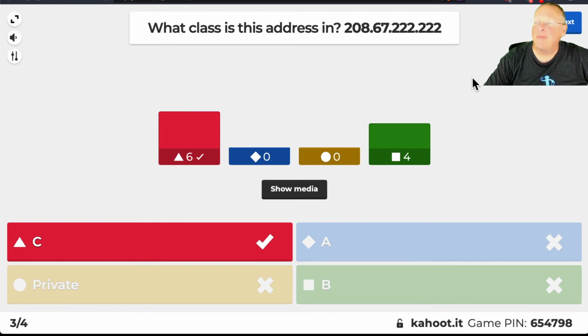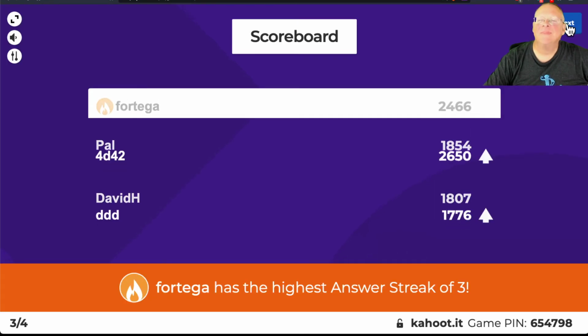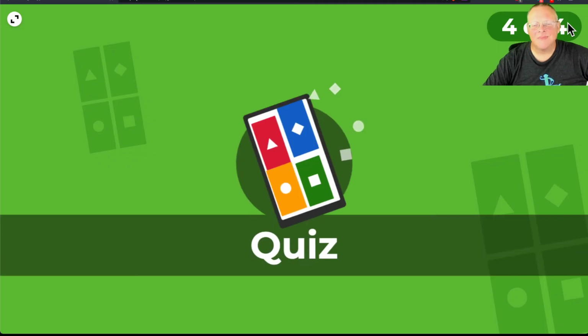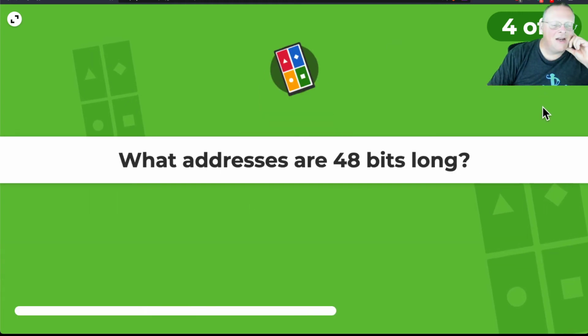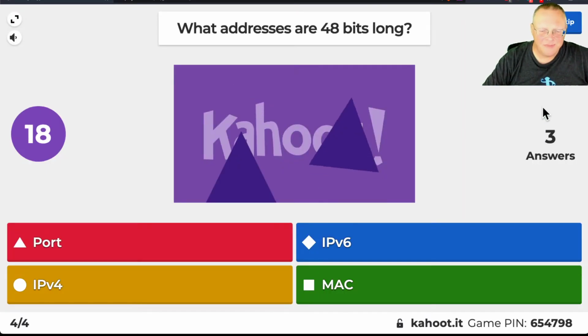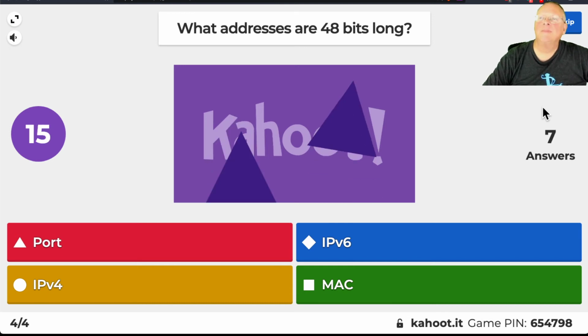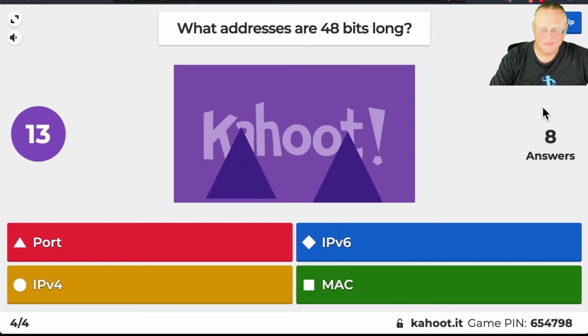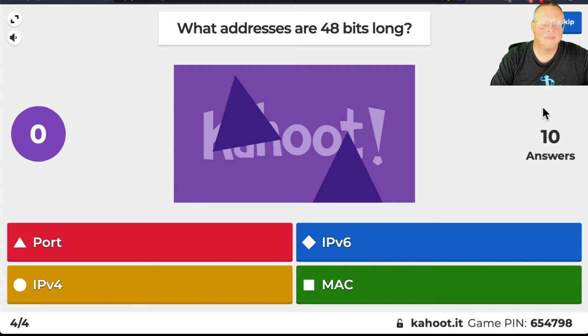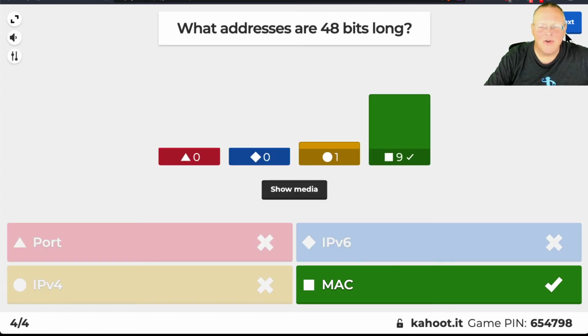Yes, that is Umbrella's IP address. A good one to have memorized. You can use it as your DNS resolver. All right. And where do you find the 48-bit addresses? All right, those are the MAC addresses.